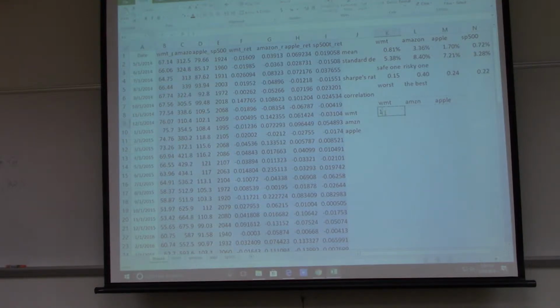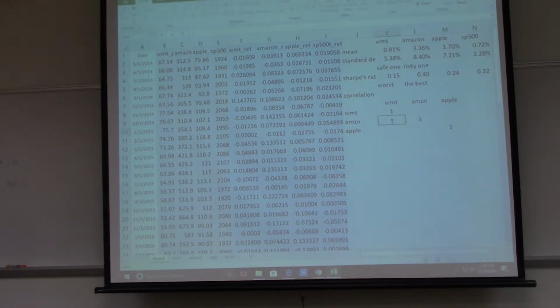Okay, so it should be 1 here, 1. Right? Walmart and Walmart, correlation should be 1. Apple to Apple should be 1. Amazon to Amazon is 1. For all the other numbers, it should be between -1 and 1. Now, Walmart. Okay, now Walmart and Amazon.